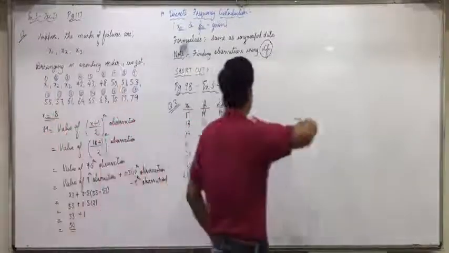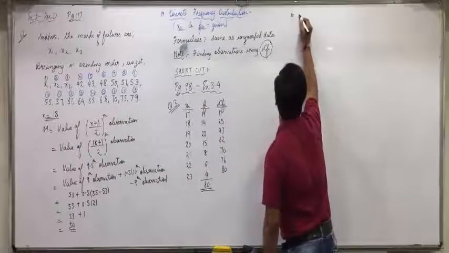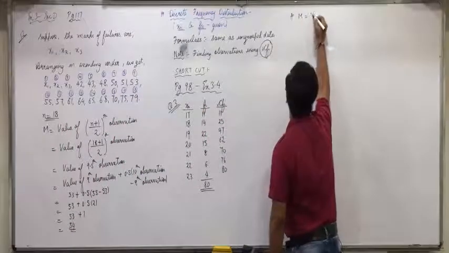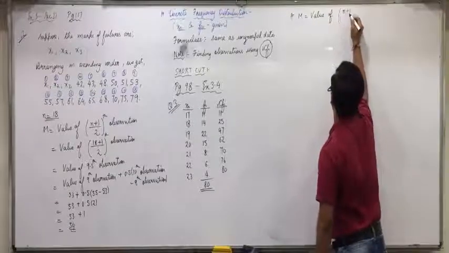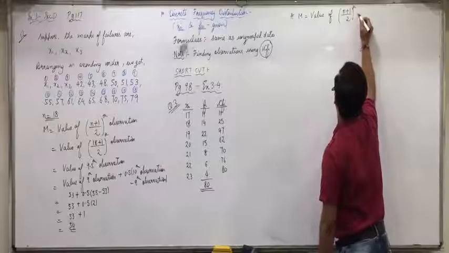Now how to find the values using CFI? First, median is asked. Median value of n plus 1 upon 2th observation.